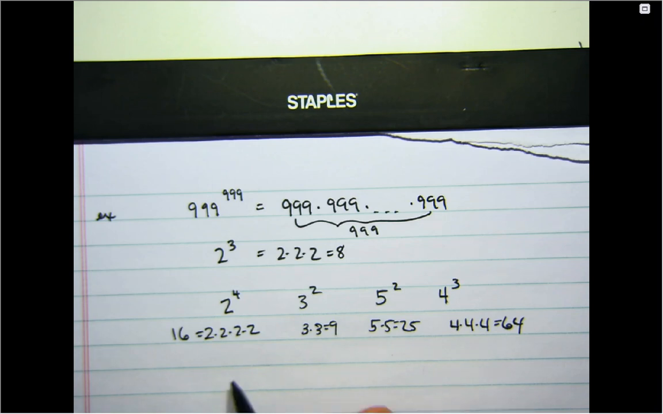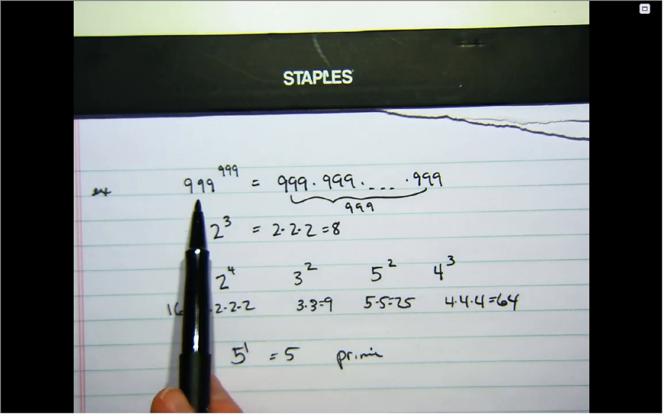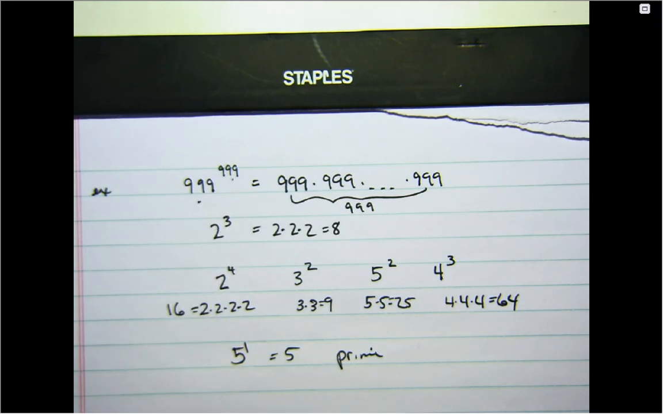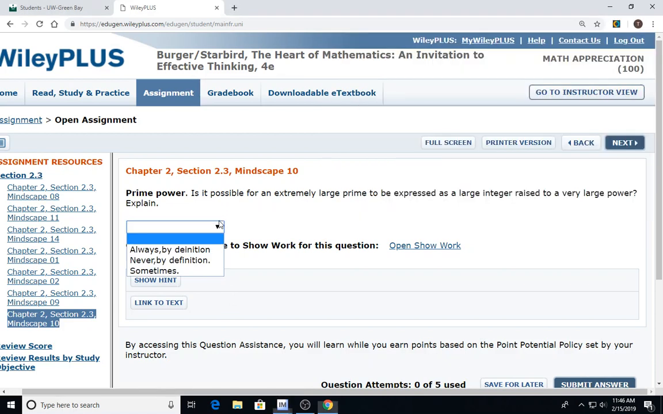Okay, so if you had said 5 to the 1, that is 5, so that's prime. But you notice that's not a very large exponent. Okay, and actually I didn't pick a very large number that was prime like the problem called for, but it doesn't matter. If you have an exponent that's not 1, you're writing a product, so it's not going to be a value of a prime number. Any other questions? Okay.